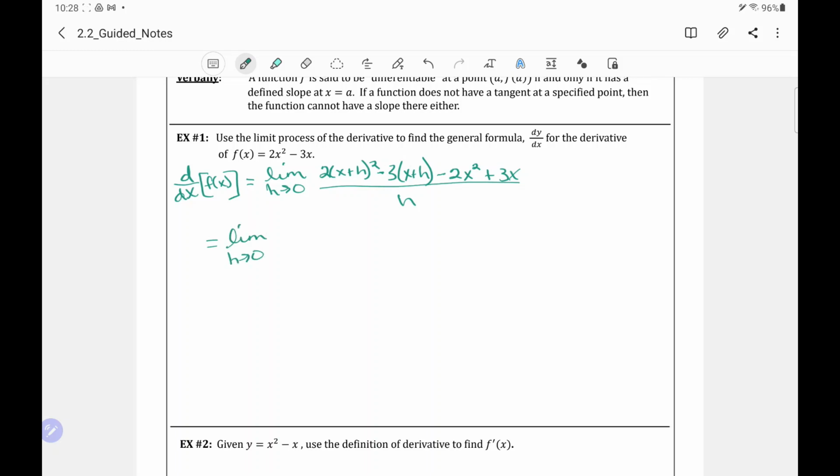Since we already multiplied this out one time, I'm just going to rewrite the part that we're keeping. 2x squared plus 4xh plus 2h squared minus 3x minus 3h minus 2x squared plus 3x all over h. Now let me double check that again. Okay, now let's see what cancels out. We've got the 2x squared minus 2x squared. We've got the negative 3x plus 3x. And now I have 3 terms with an h.